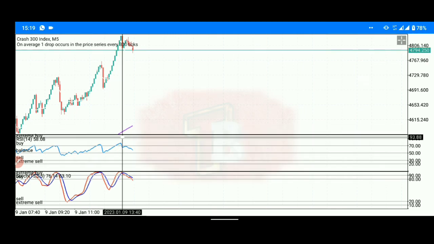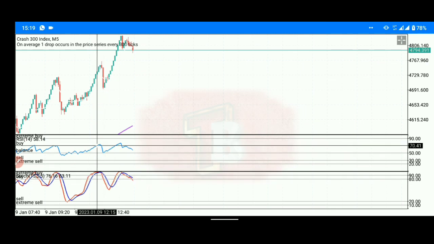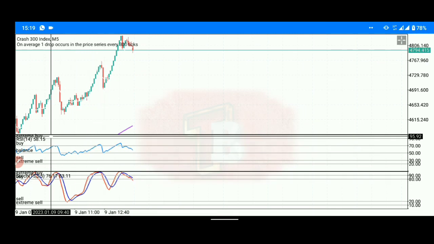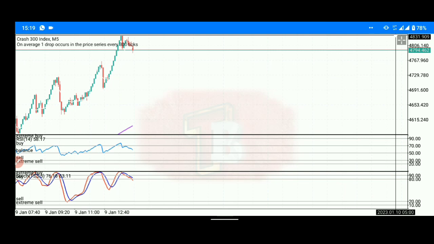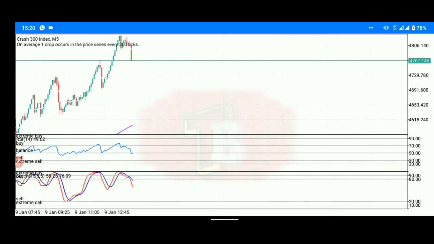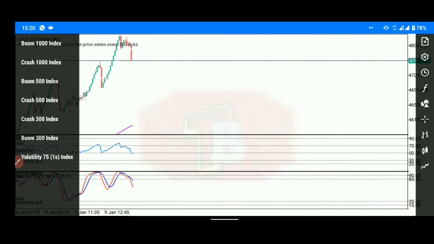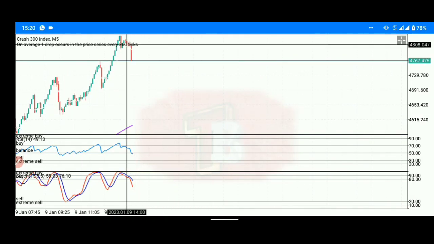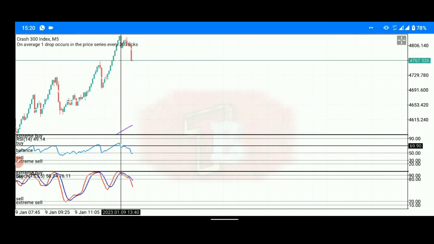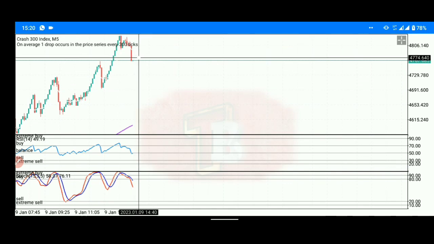It gave you this spike. You see this one, it gave you this spike. You see this long spike here. You see this one too. So it's working. I love this. You see another spike. So it's working. It's a perfect strategy, a very perfect strategy.